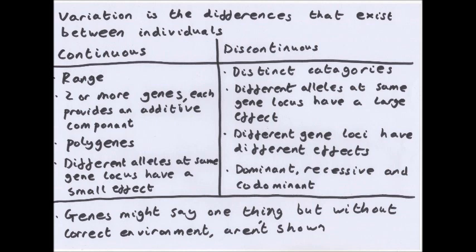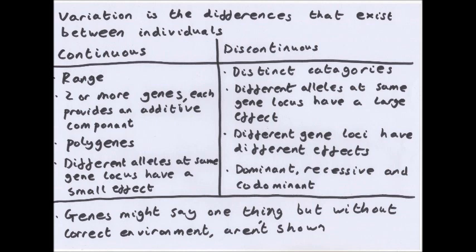And then this is the kind of newer thing, basically saying different alleles at same gene locus have a small effect. That means if you have 2 alleles so they're at the same point on the chromosome, but they're different alleles, they will only have a small effect. There won't be a huge difference. That'll make more sense when I talk about discontinuous, because it's kind of the opposite.